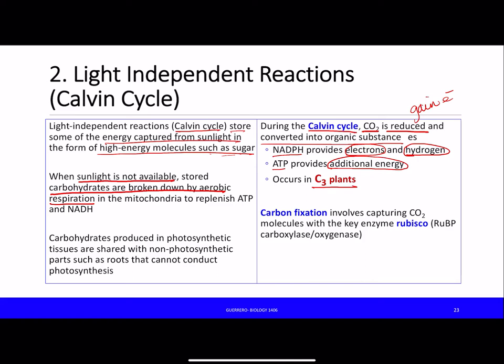So the first step of the Calvin cycle is called carbon fixation, and it involves taking CO2 and using an enzyme known as Rubisco. Rubisco stands for ribulose bisphosphate carboxylase. And we're going to use that enzyme to take the carbon off of the carbon dioxide and attach it to a holder molecule.